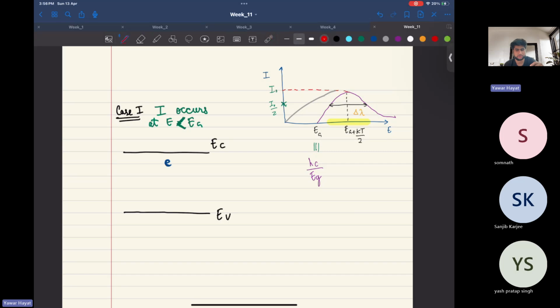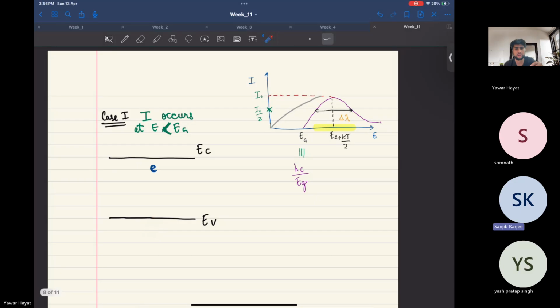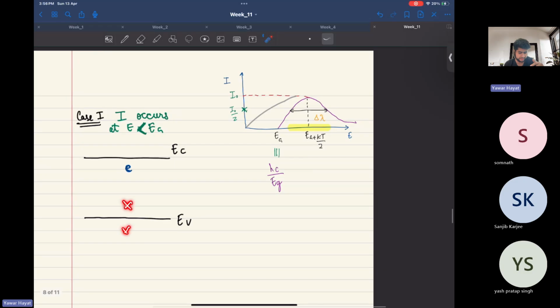Where should I keep the hole? Should I keep it here? Near to EV. Okay, near to EV, but near to EV has 2 ends, this and this. Where should I keep it? Above or below? Above. Okay, I'll keep the hole here. The problem with this is, you cannot have a concentration of electrons in this forbidden gap. Why? What determines the concentration of carriers?